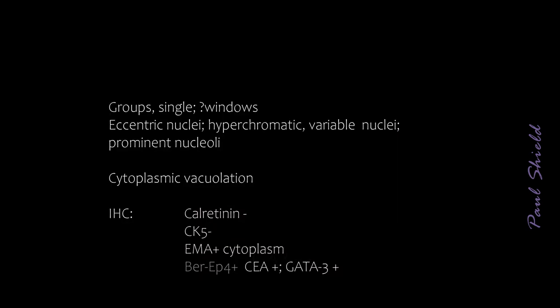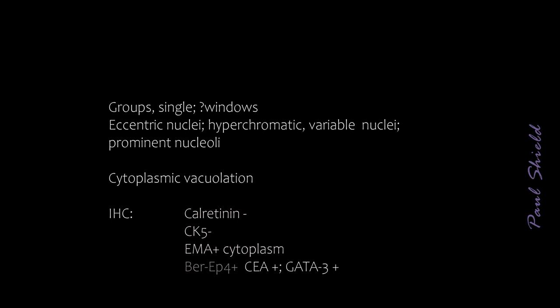So what do we have? We had mainly single cells, odd groups, possibly some windows there. There were eccentric nuclei, hyperchromatic, variably sized nuclei, prominent nucleoli. There was definitely some large cytoplasmic vacuoles present. We had negative calretinin and CK5 apart from some background staining of cells. And we had strong EMA positivity in the cytoplasm.